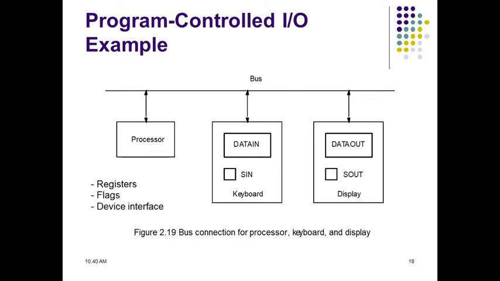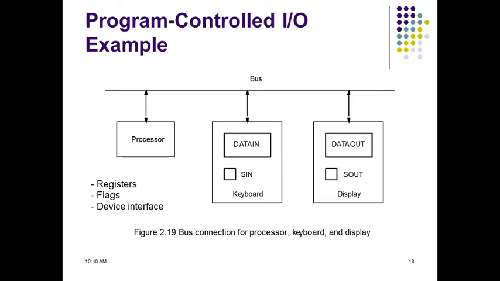Now consider the problem of moving a character code from the keyboard to the processor. Striking a key first stores the corresponding character code in an 8-bit buffer register which is associated with the keyboard. Let us call this register DATAIN, which is shown in this figure. To inform the processor that a valid character is in DATAIN, a status control flag, SIN, is set to 1.